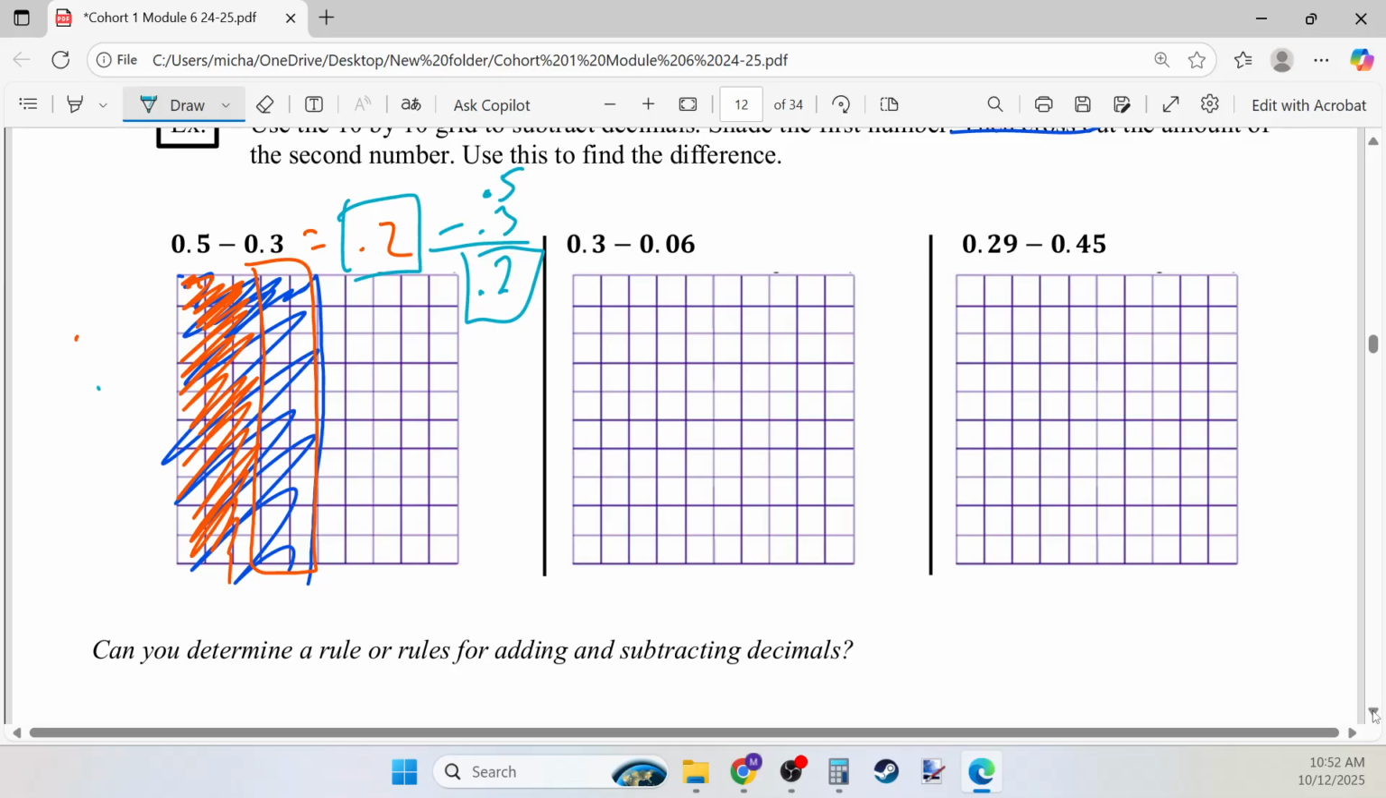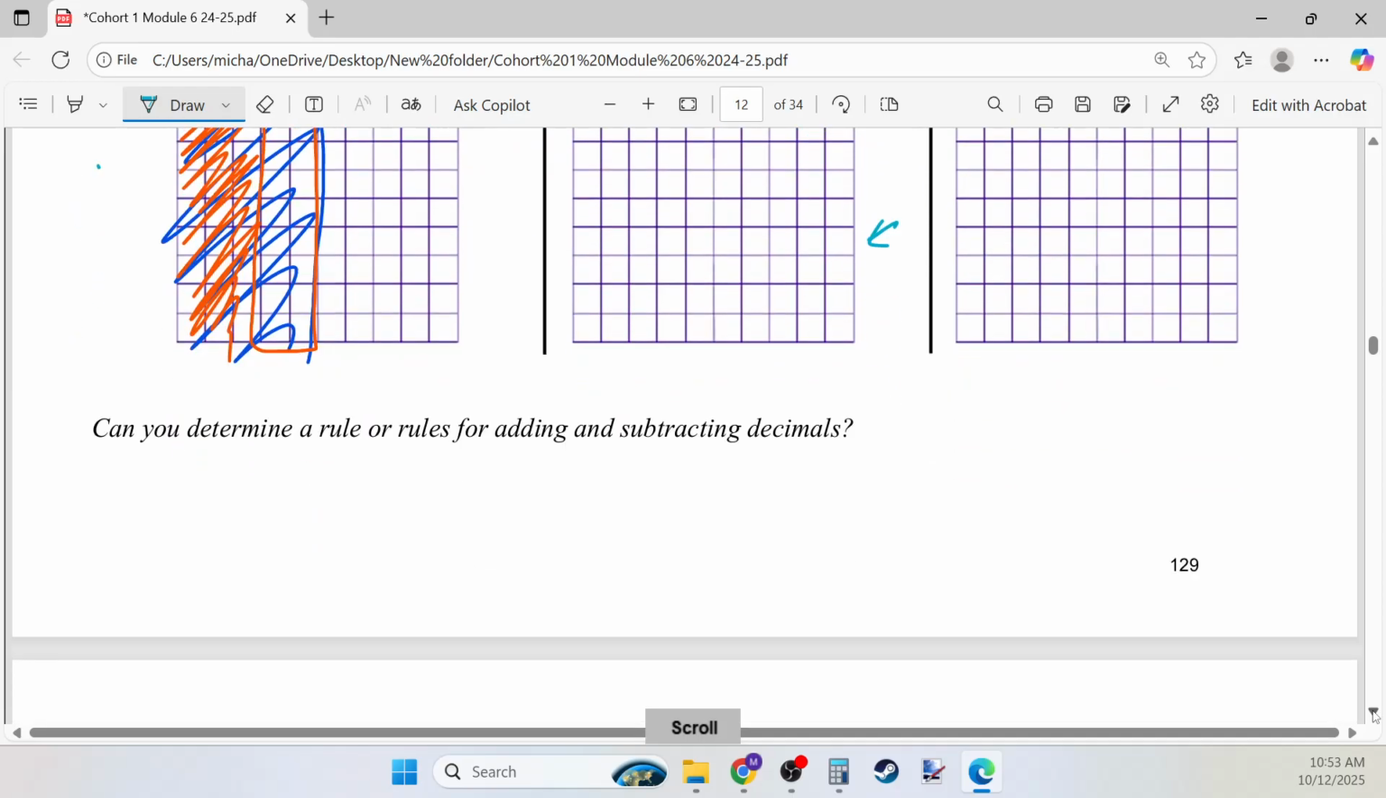You'll have to draw the rest of these, but you can also do 3 minus 0.06. I put a 0 as a placeholder. I have to borrow. 10 minus 6 is 4. 2 minus 0 is 2. The dot goes down. Should end up with 0.24 when I draw this on my chart. I'm going to let you do the rest of the drawing of this section by yourself.